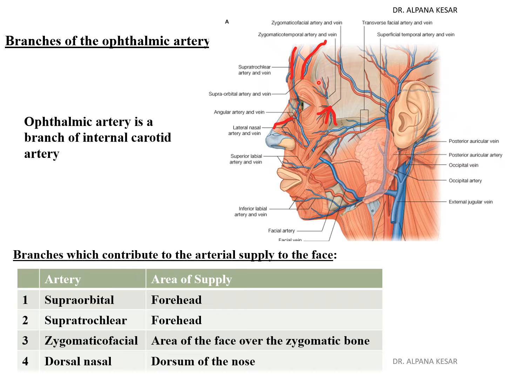Ophthalmic artery supplies blood to the face through its four branches, and they are supraorbital, supratrochlear, zygomaticofacial, and dorsal nasal. Supraorbital and supratrochlear supplies blood to the forehead. Zygomaticofacial supplies blood to the area of face over the zygomatic bone, and dorsal nasal supplies blood to the dorsum of the nose.